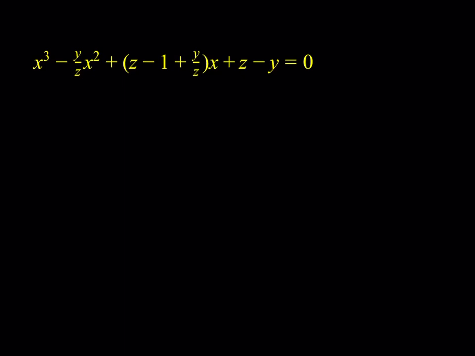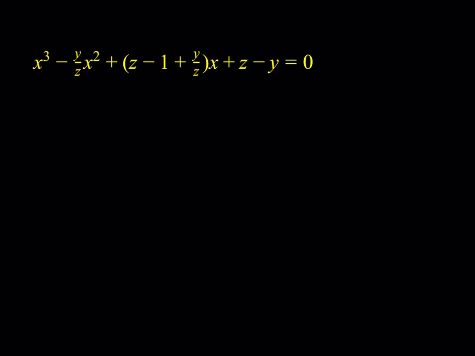Alright, so we have this interesting equation with three variables, x, y, z, but we're going to be solving it for x. So in x, this is a cubic equation, and you know the cubic formula is complicated enough, even with numbers, let alone variables. So what we're going to do is manipulate this equation a little bit to make it more manageable. All right, let's get started.